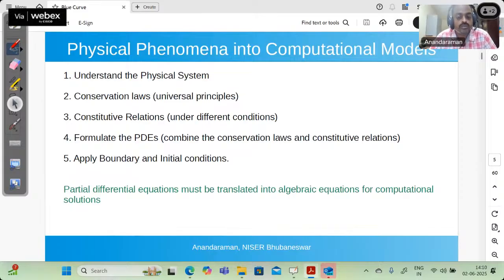So in a digital computer, we convert that partial differential equation into a set of linear algebraic equations. Then these linear algebraic equations are converted into matrix form, and then solved using the computer. So this is the process. For every physical system, you have to devise the conservation law and constitutive relation. Then you form the partial differential equation, and give the boundary conditions, initial conditions and final conditions. Then that has to be converted into a set of algebraic equations, mapped to a matrix, and solved by computer.